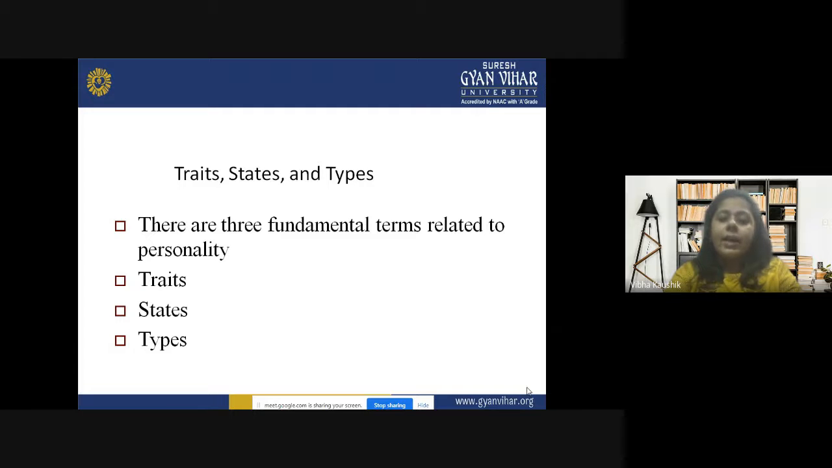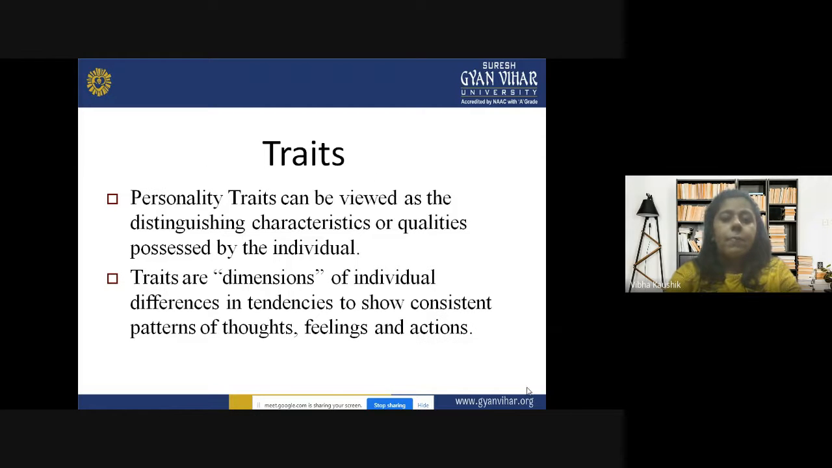Traits, states, and types. There are three fundamental terms related to personality, and these are traits, states, and types. Traits: personality traits can be viewed as the distinguishing characteristic or quality possessed by the individual. Meaning, by personality traits we mean those special, unique characteristics or qualities that are possessed by a particular individual.